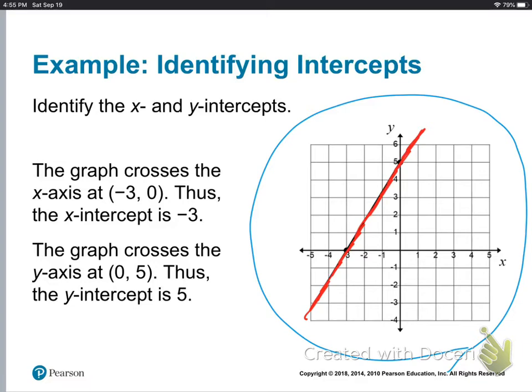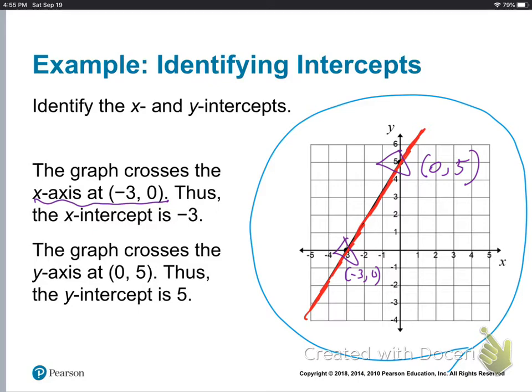The x-intercept is where the red graph touches the x-axis. So where is this? It's -3. So the x-intercept is (-3, 0). Where is the y-intercept? The y-intercept is where the red line touches the y-axis. This is 5, so the x part is 0 and the y part is 5.